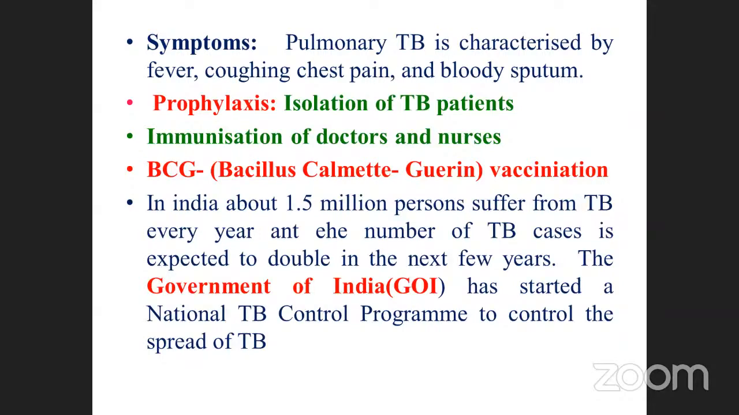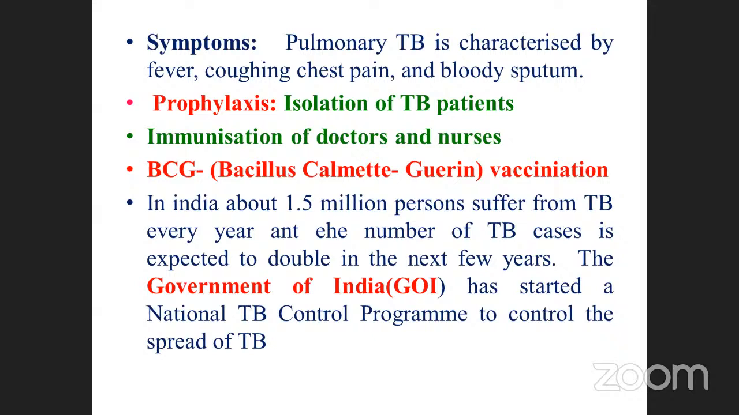Prophylaxis: for such people, what do you have to do? Isolation of TB patients, in a separate ward. Immunization of doctors and nurses. These two things are very, very important. You have to take special care of this type of patient. Which vaccination do they provide for this? Just go and check any government hospital: BCG for TB, they will tell you. What is BCG? Bacillus Calmette-Guerin vaccination.